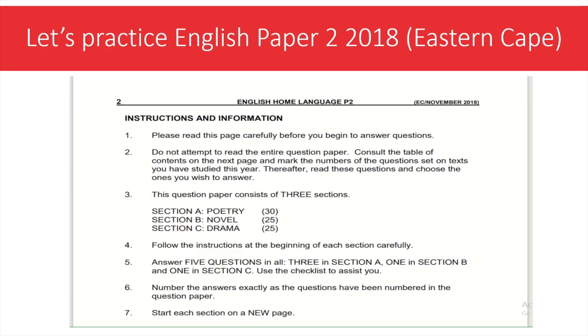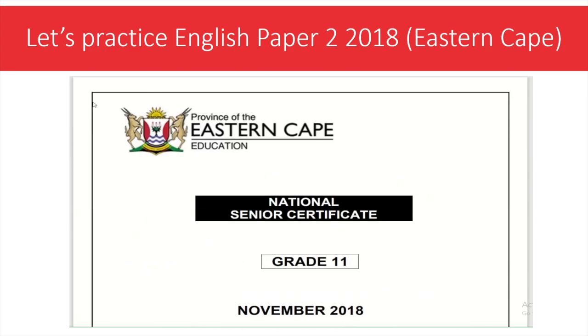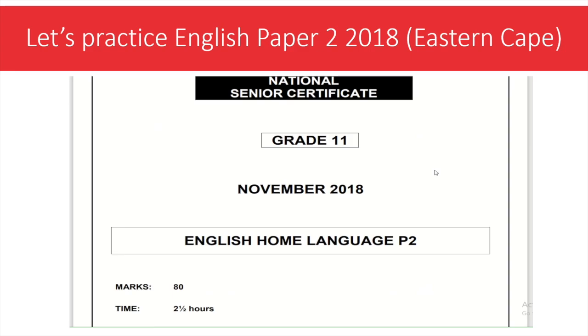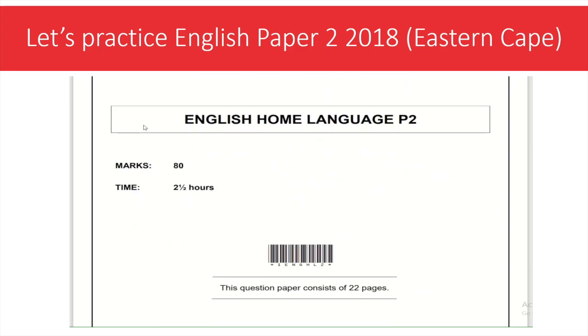Alright, let's have a look at an example. This is an English Home Language Paper 2 from 2018. It is also an Eastern Cape paper, so I'm going to be using this one as an example for these lessons on Paper 2. So you'll see here your marks are out of 80 and your time limit is 2.5 hours.